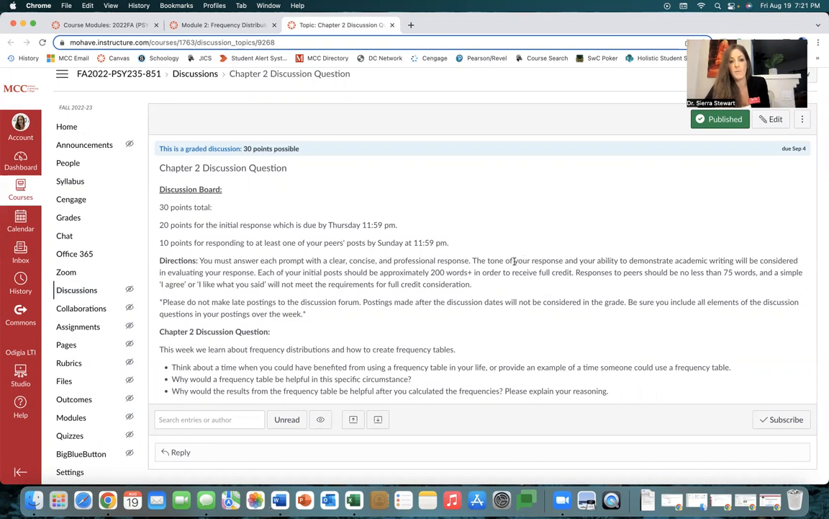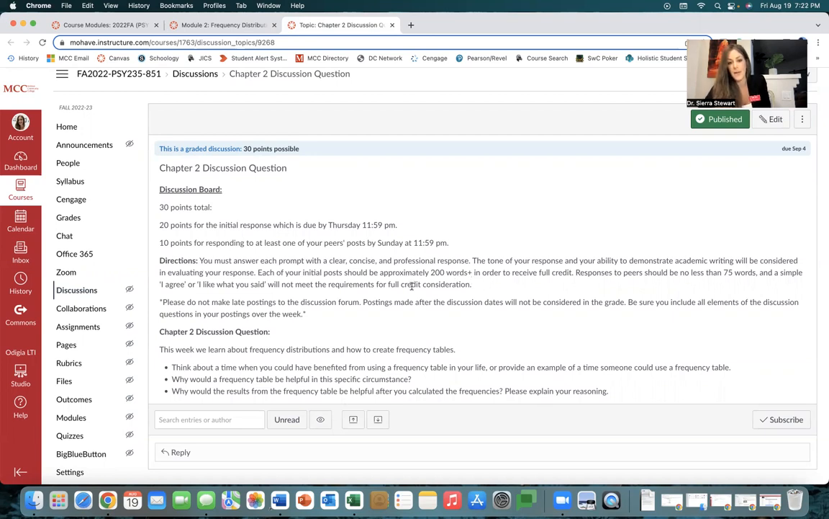And then why would the results from the frequency table be helpful after you calculated the frequencies? Like what I just told you with the example of the student. Explain that, all right? And then the other thing that I want you to notice is that sometimes you'll have to be using APA as a reference. If you're not sure when, go ahead and look at the directions. This time, I'm not going to ask you to do it because it's not listed here, but other times you will be, and I'll remind you in the videos.